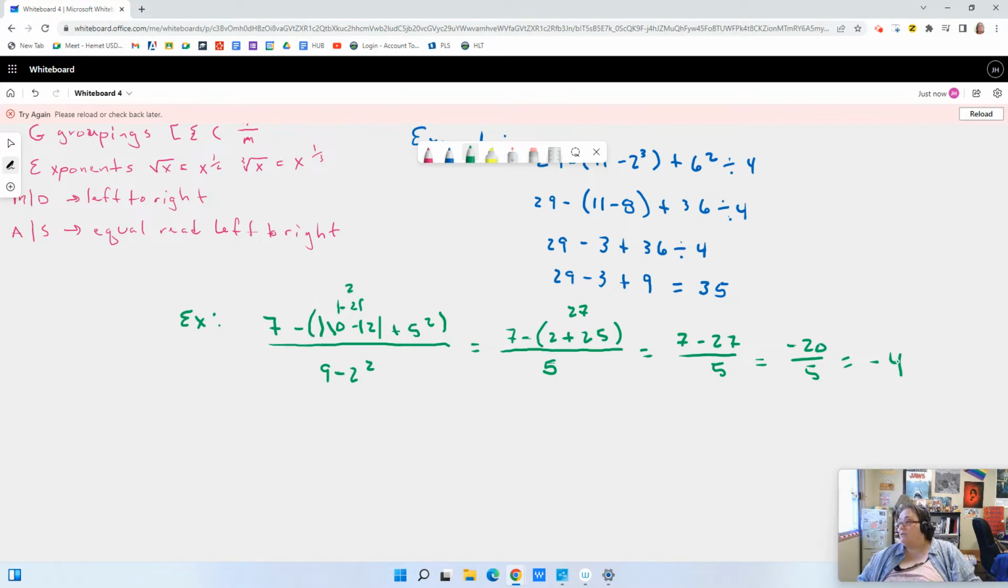So it's a lot of steps, right? That problem, you might have looked at that problem and thought, I don't know where to start. But if you just take it one piece at a time.